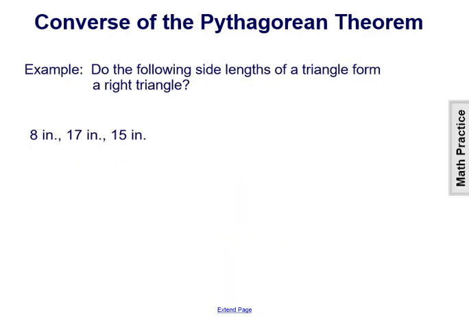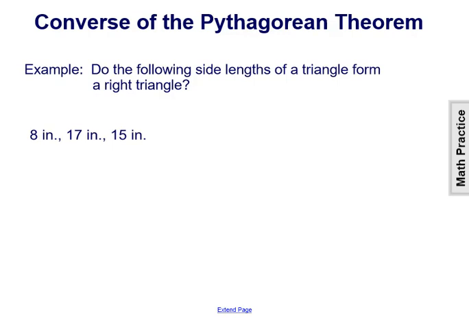So here we have, do the following side lengths of a triangle form a right triangle? And we're given the side lengths of 8 inches, 17 inches, and 15 inches. So this is asking, do these side lengths make or form a right triangle? So we need to use the converse of the Pythagorean theorem. We'll start with the Pythagorean theorem, A squared plus B squared equals C squared.